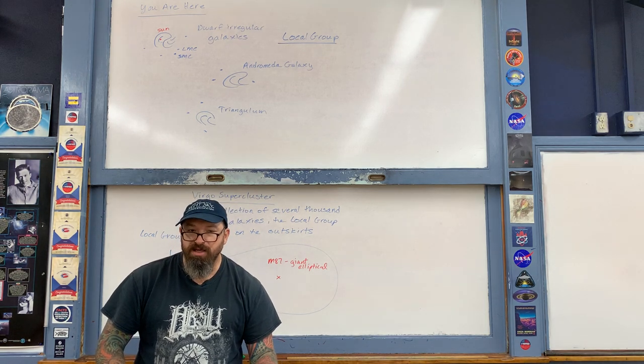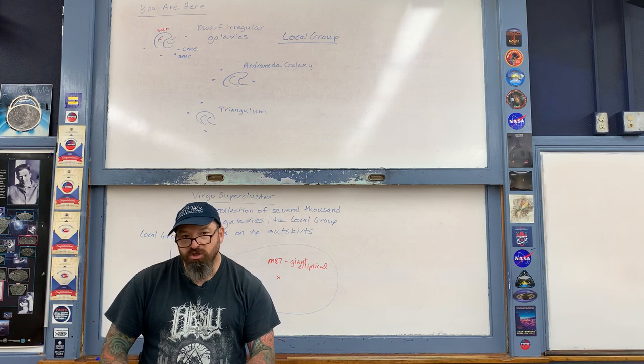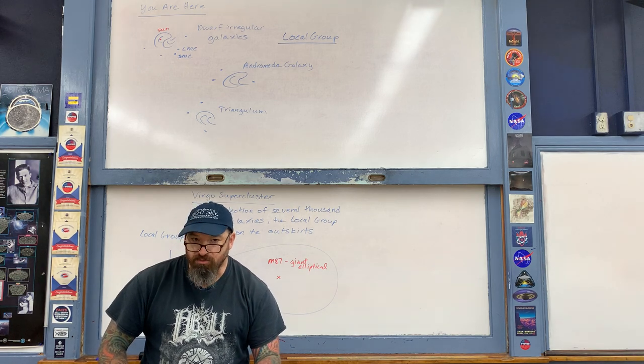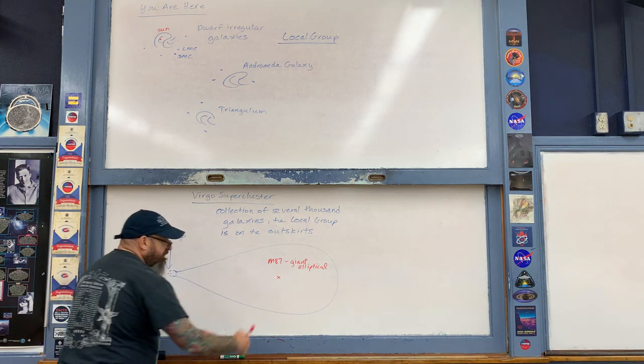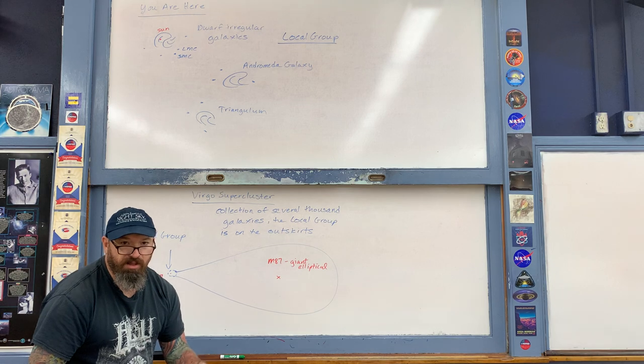Ultimately, the central supermassive black holes of those galaxies will merge together at the center. That's what has happened to M87. The distance from the Sun to M87, by the way, is about 50 million light years.